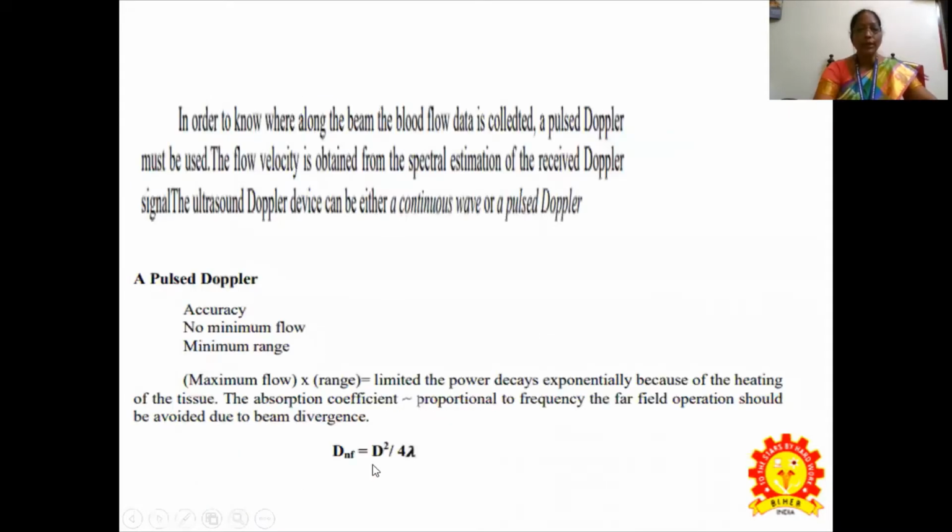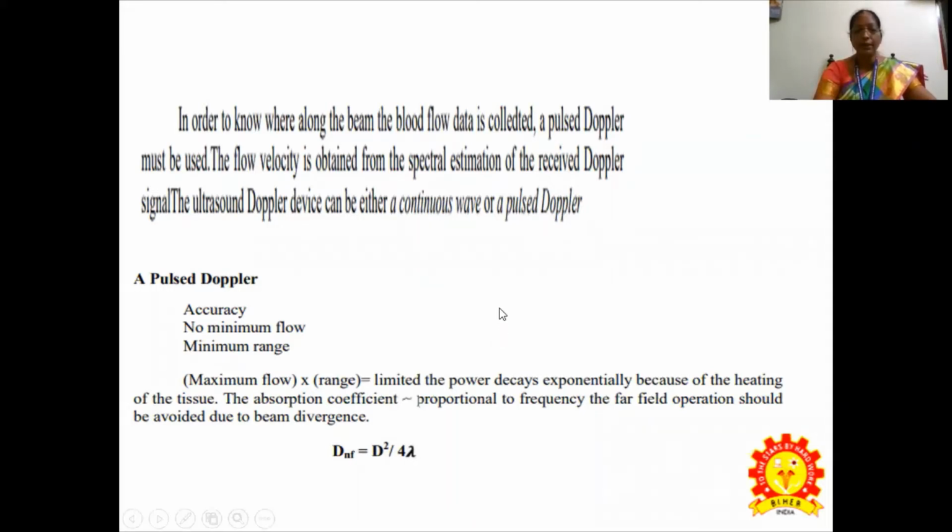In order to know where along the beam the blood flow data is collected, a pulsed radar must be used. The flow velocity is obtained from a spectral estimation of the received Doppler signal. The ultrasound Doppler device can either be a continuous wave or a pulsed Doppler. A pulsed Doppler has a minimum flow and minimum range. Maximum flow range is limited because power decays exponentially because of heating of the tissue. The absorption coefficient is proportional to the frequency.